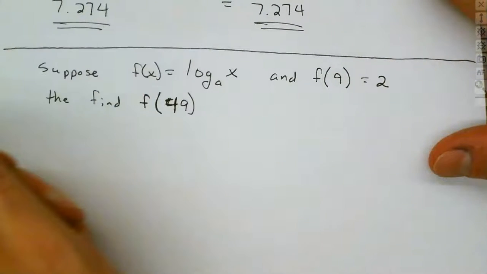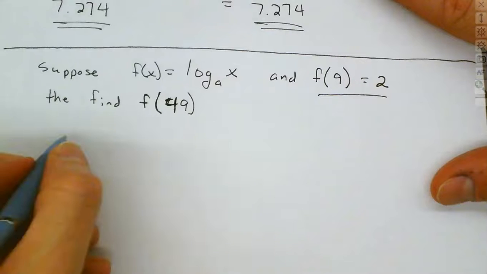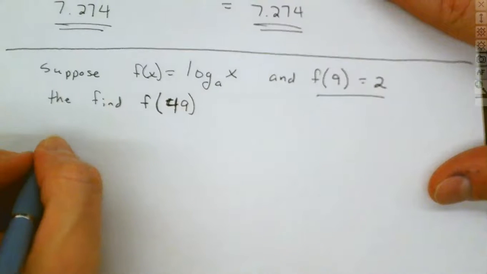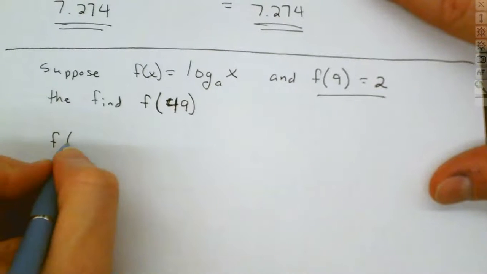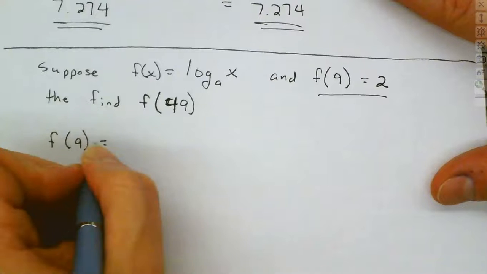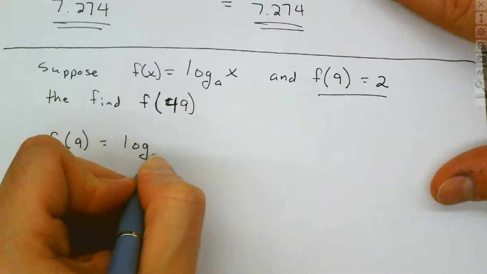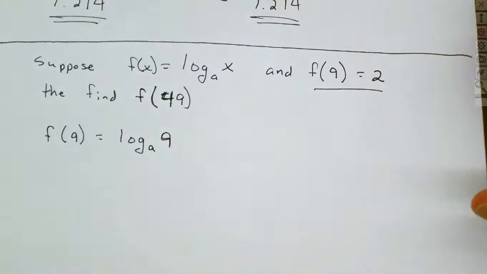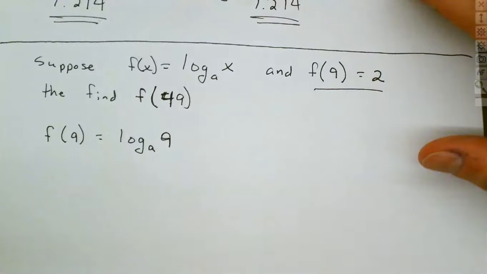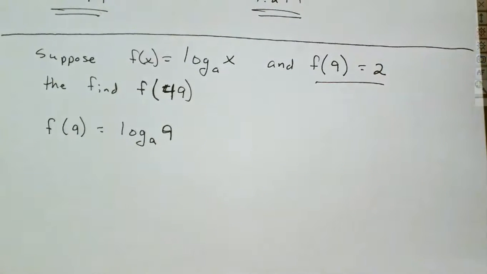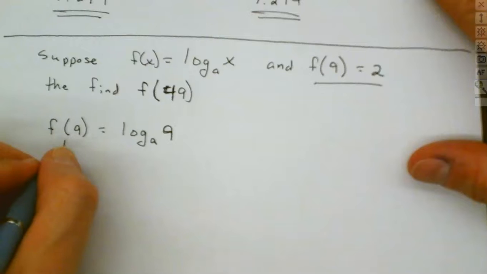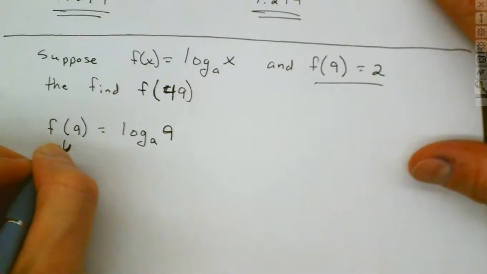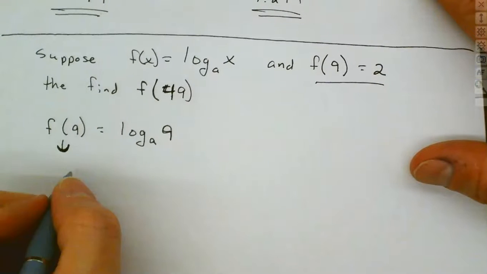So the first thing I've got is I'm going to use this one first. So we know that f of 9, what would f of 9 look like if I use my formula? Well, f of 9 would be log base a of 9, right? Okay, now, what would this look like? f of 9 is what? f of 9 is 2.